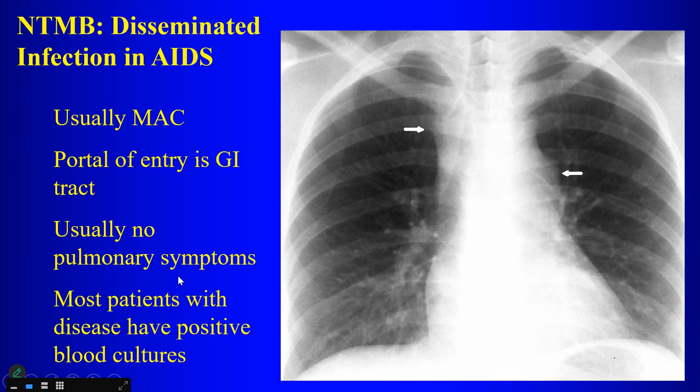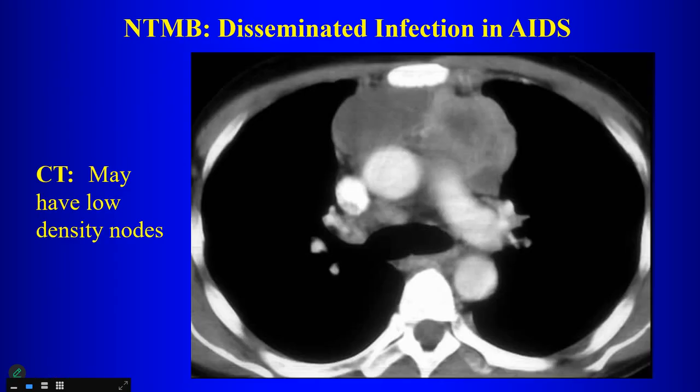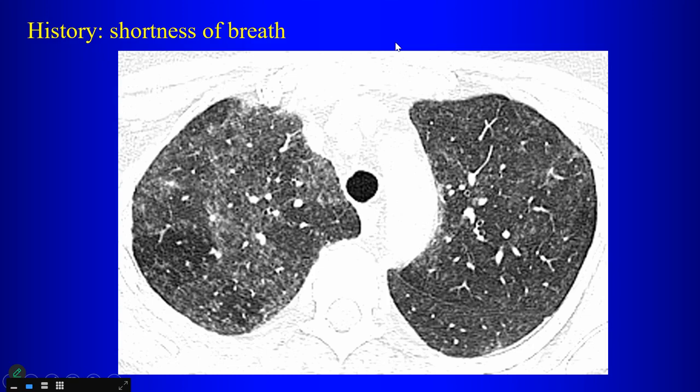Okay? So disseminated disease in AIDS will present as lymphadenopathy, usually no pulmonary symptoms. And these patients will have positive cultures, positive blood cultures. So disseminated infection in patients with AIDS will manifest as lymphadenopathy. Sometimes they will also develop low attenuation lymph nodes, just like we see with tuberculosis. So patients with AIDS can also develop this with atypical mycobacterial infection.